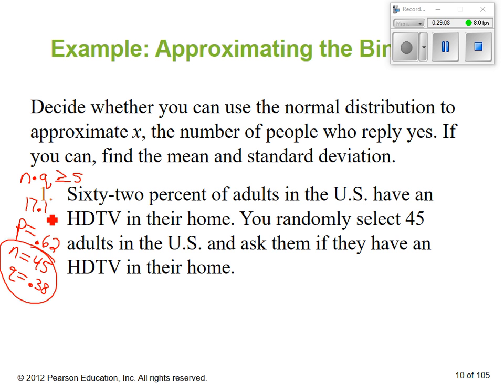Then it says find the mean and standard deviation. The mean is P times N. So what's 0.62 times 45? It's 27.9. So that's our mean. Our standard deviation is the square root of N times P times Q. So if you got N times P on your calculator, just take that times Q, which is 0.38, and then take the square root of that answer. 3.26.